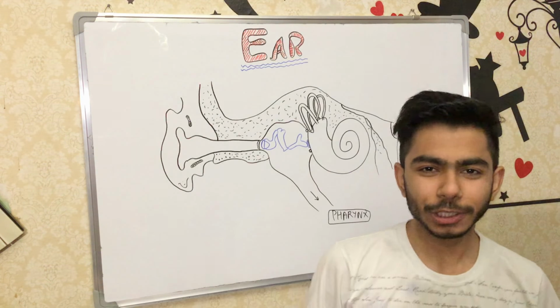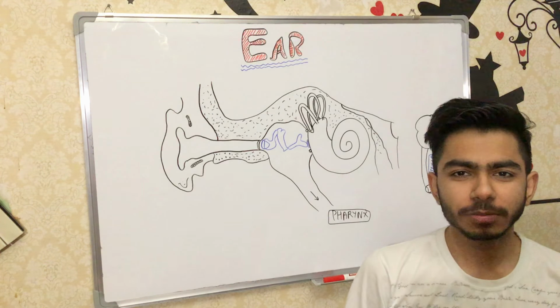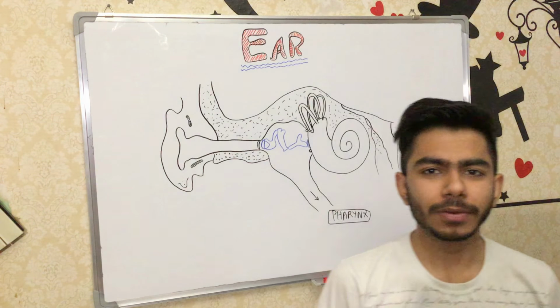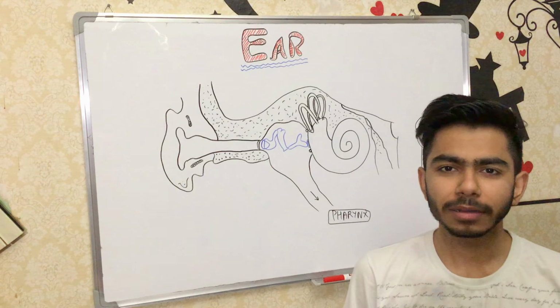Hello friends, this is Shubham and today I am going to talk about the anatomy of the ear, or the overview of the ear. Basically, our ear is mainly divided into three parts: the external ear, middle ear and the inner ear.